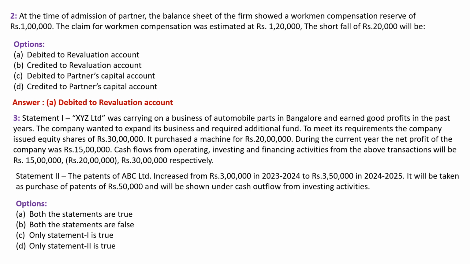And 30 lakh is the money the company will be getting by issuing equity shares. So it is a financing activity and it is reported here as positive. In statement 2, the increase of 50,000 towards patent is shown as cash outflow in investing activity, which is correct. So as these two statements are correct, option A will be selected here as the correct answer. Both the statements are true.